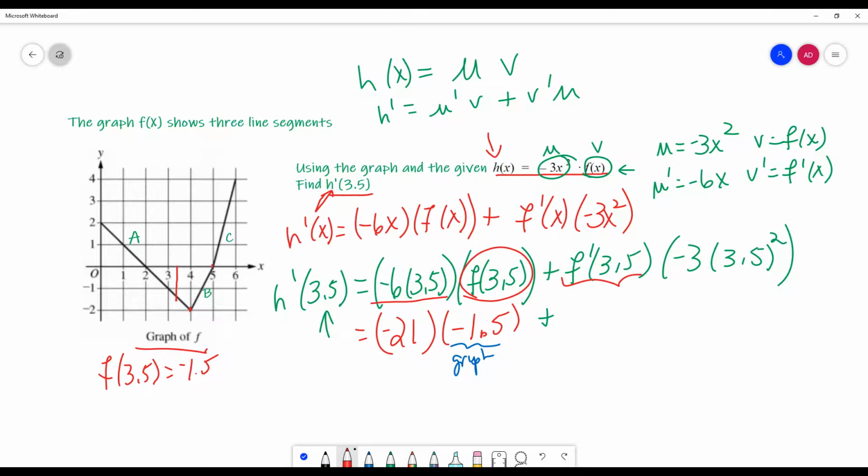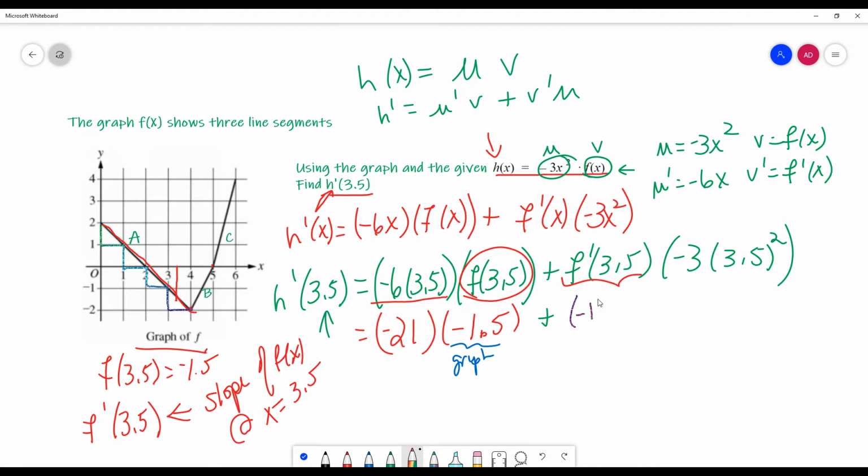Now we have to find f prime of 3.5. F prime of 3.5 is different than f of 3.5. It's basically the slope of the graph at 3.5, the slope of f of x at x equal to 3.5. If you notice, this graph is a line at 3.5, and a fun fact about lines is that the slope is the same throughout. So the derivative is the slope of A. What is the slope? The slope of this line is down 1 and over 1, so the slope is negative 1, because that is the slope of f of x at 3.5.